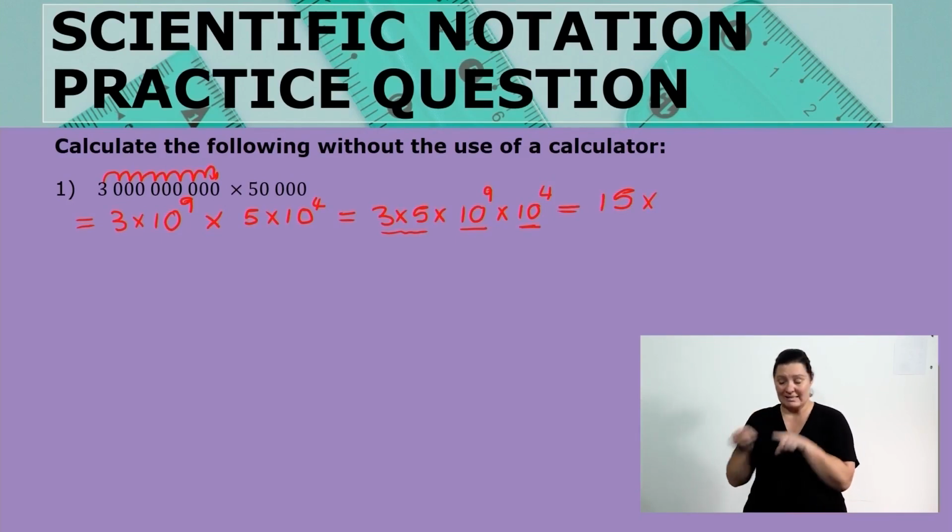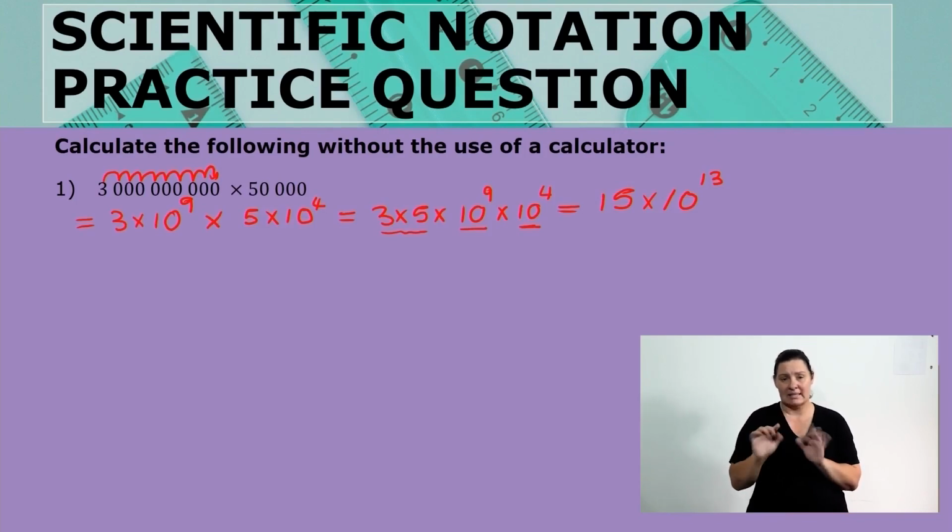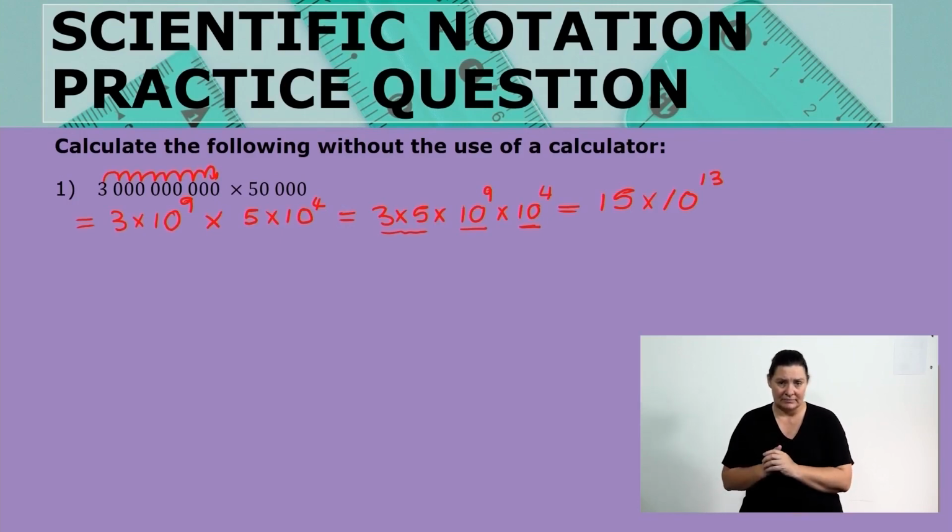So remember, when bases are the same, we are going to add the exponents. Those are one of the exponent laws. So this means that we are going to say 9 plus 4, and that is 10 exponent 13. But is that number in scientific notation? No, it is not. Because remember, for numbers in scientific notation, the decimal has to be between 1 and 10, or equal to 1 but smaller than 10.